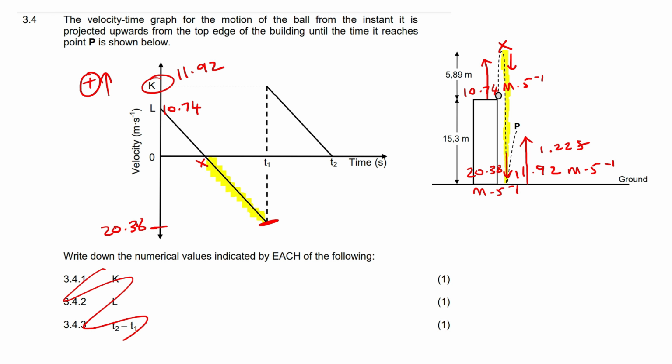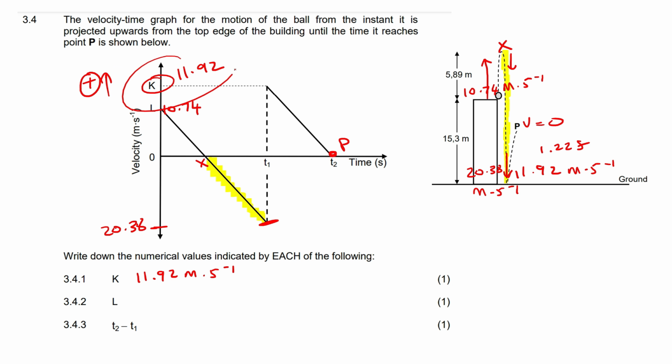So this part here must be 11.92. And then as the ball goes upwards, what happens to its velocity? It starts to decrease again, until eventually it reaches point P, where its velocity would become 0, which is going to be at this point over here again. And so that would be point P. They said write down the value of K. The value of K is 11.92 meters per second. The value of L is 10.74.